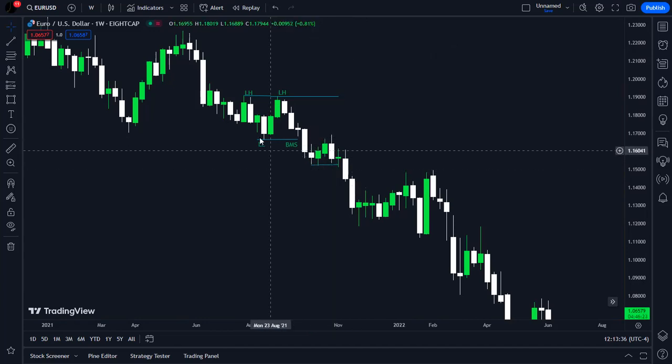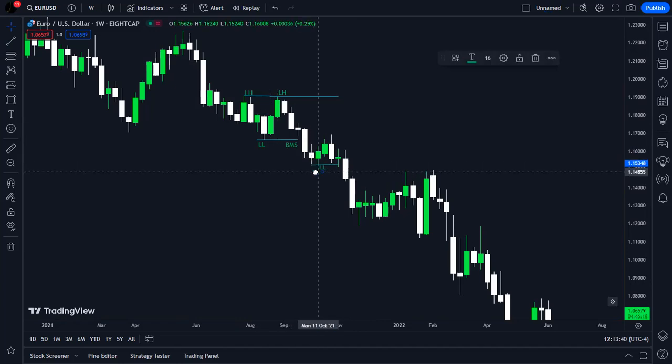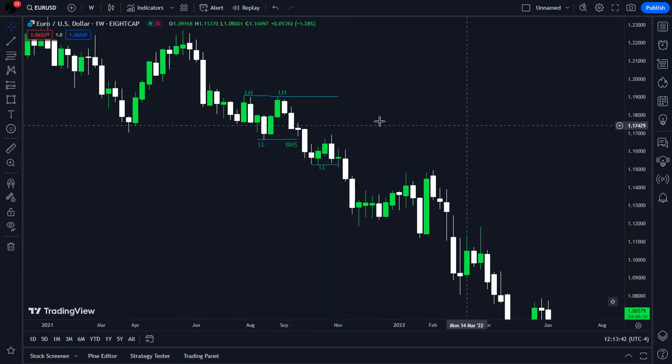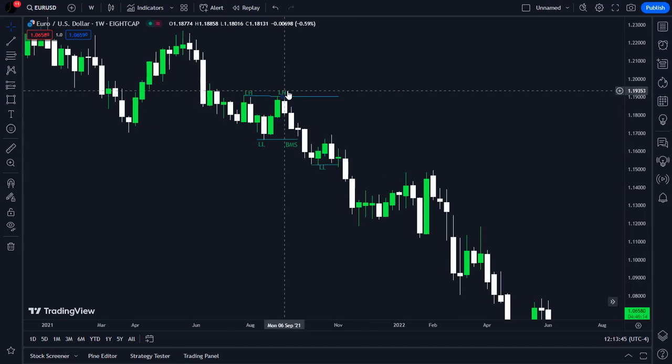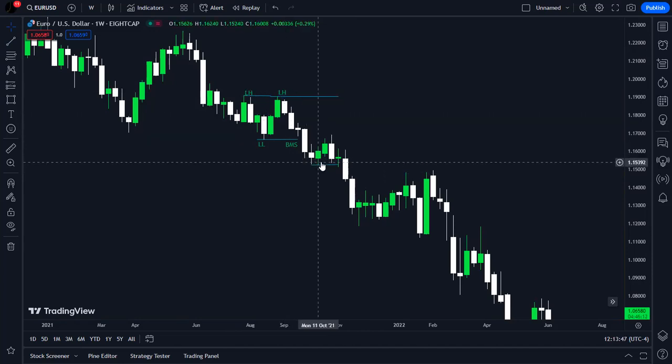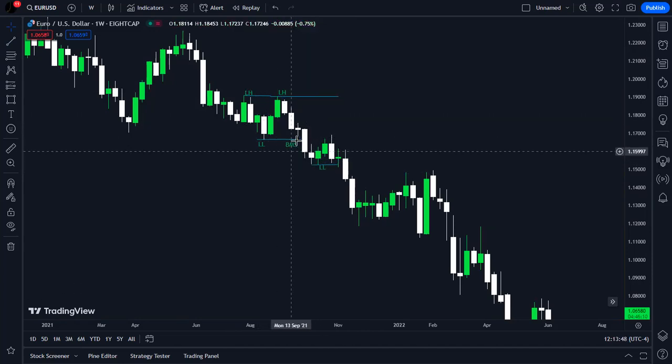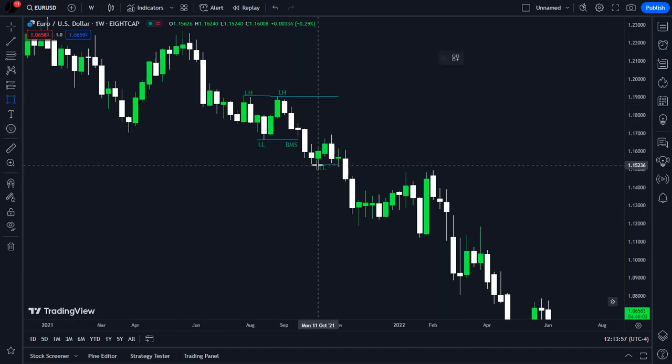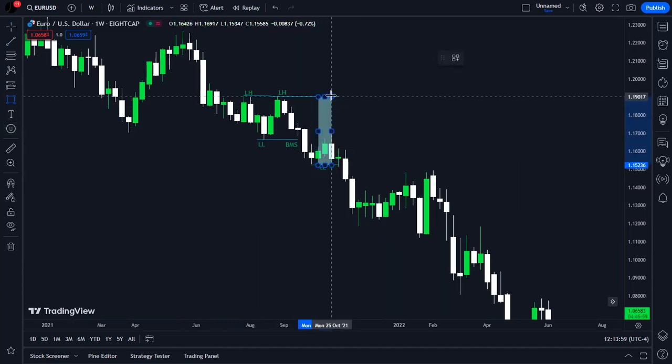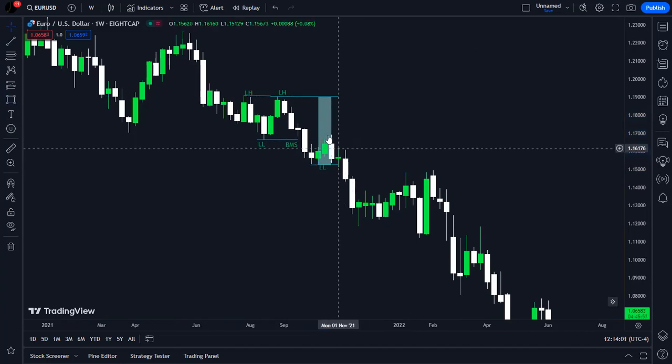This is the new lower low. And our current dealing range is between this lower high and the current lower low, which has been formed after breaking this lower low. So the current dealing range is between this lower high and this lower low. This is the current dealing range.